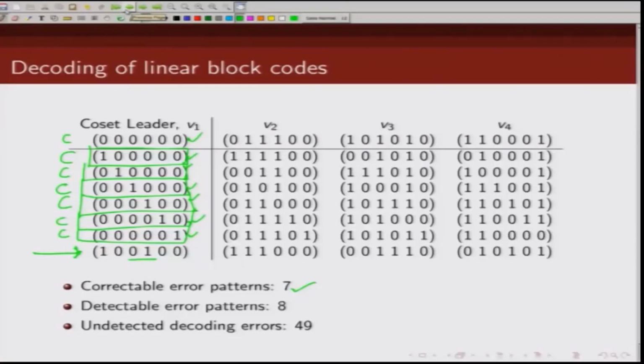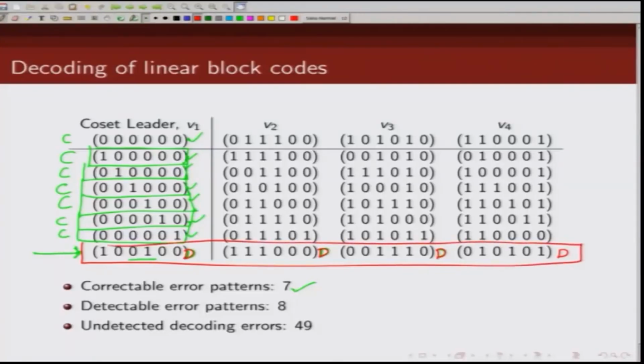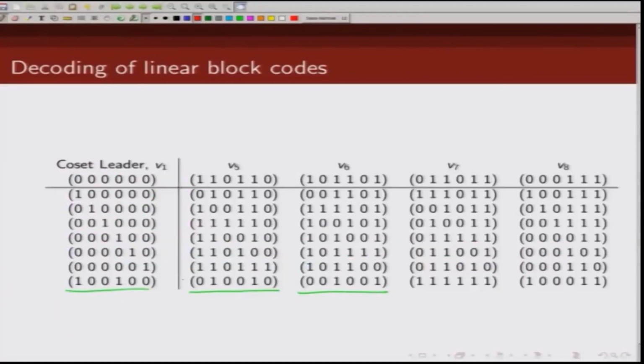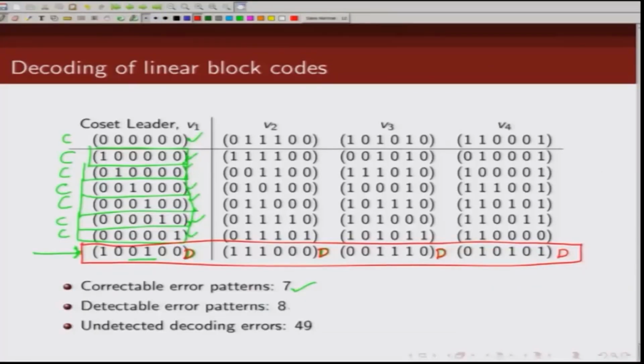However, I can detect error. Why? Whenever it points to this row, I know there is an error because syndrome is non-zero, but I do not know what is my error. So, that is why I call it as detectable error pattern. So, what are those detectable error pattern? This is my detectable error pattern, this is my detectable error pattern, this is my detectable error pattern. Maybe I can use a different color. So, I use red, these are my detectable error patterns. These are 4 of them and then remaining 4 are these. So, these are my 8 detectable error patterns.